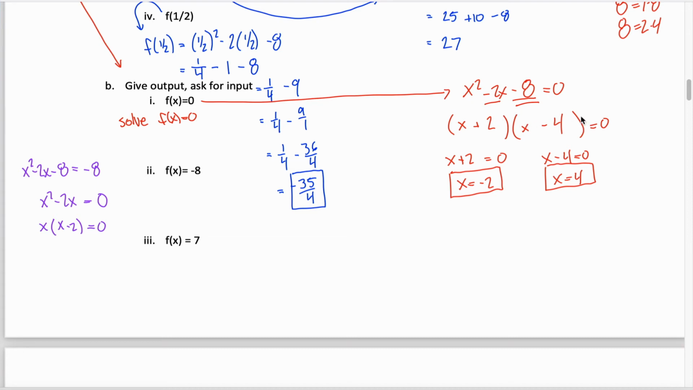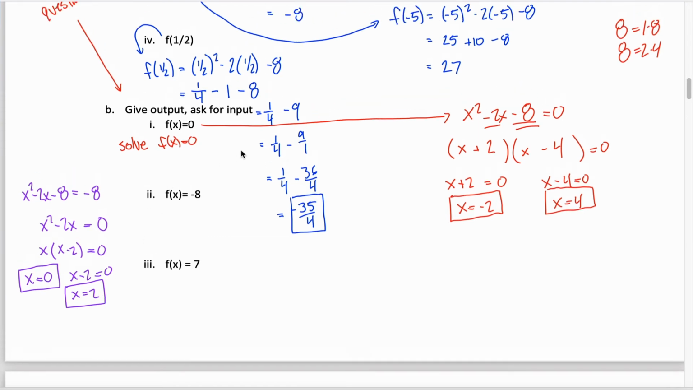Just like up here, I have something times something equals 0. So either the x is equal to 0 or the x minus 2 equals 0. So I get solutions when x equals 0 or when x is equal to positive 2. Again, think about what you just figured out. The question was asking, how would you get negative 8 to come out of this machine? The answer is, well, I could put 0 in and negative 8 would come out, or I could put 2 in and negative 8 would come out.